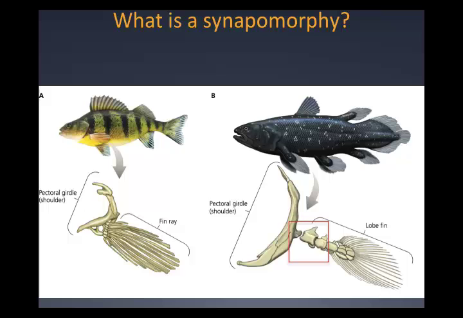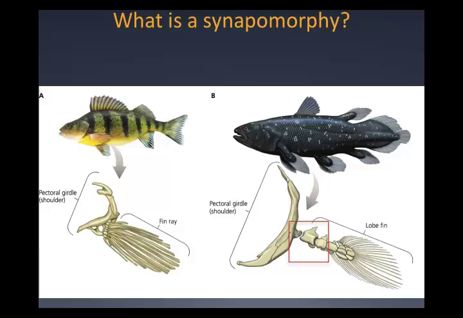The red box in this picture shows that bone on a lobe-finned fish, the coelacanth. And we also have that bone, but it just looks really different. It's actually our humerus. So we share this trait with all other animals that descended from that common ancestor who originally expressed this bone.